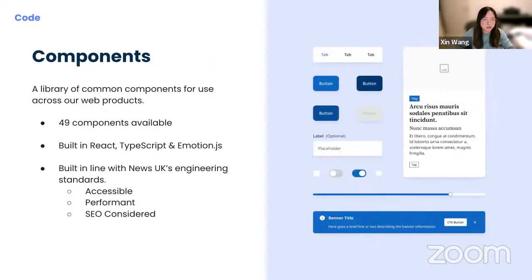And in terms of code, we have around 49 components available at the moment. They are all built using React, TypeScript, and Emotion.js. Currently, it's web products only, but in the future, we might add support for mobile apps as well. So currently, all our components are built in line with NewsUK's engineering standards. They are accessible, performant, and SEO considered.